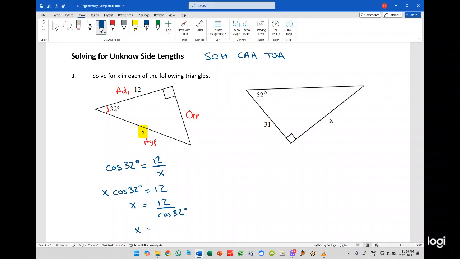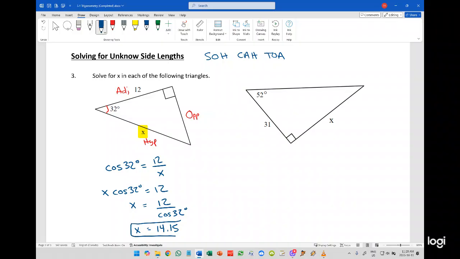And finally, if I just throw that into my calculator, 12 divided by cos of 32 equals 14.15. Now, if you rounded that off a bit, that's okay. I'm not too worried about that. There are no units given on the triangle, so we're just going to say it's 14.15 units.